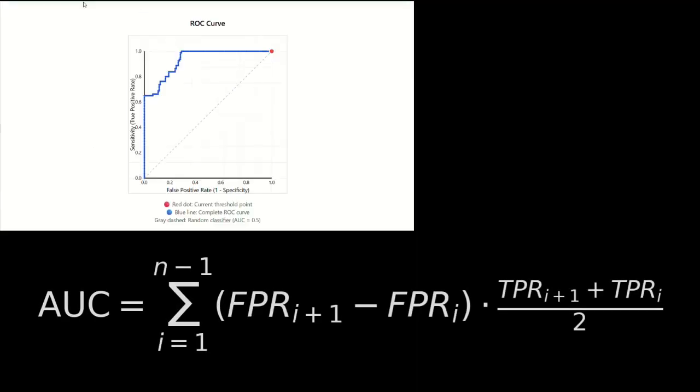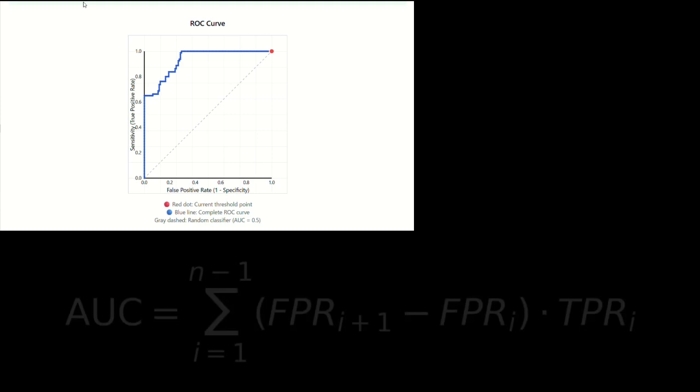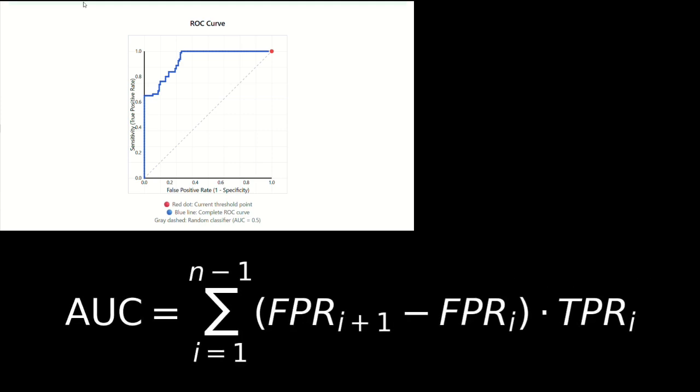Trapezoidal rule. We connect the points and sum the area of trapezoids between them. Rectangular rule, left Riemann sum. We approximate the area under each step as a rectangle, using the height at the left side. The rectangular method is simpler but tends to slightly underestimate the true area.